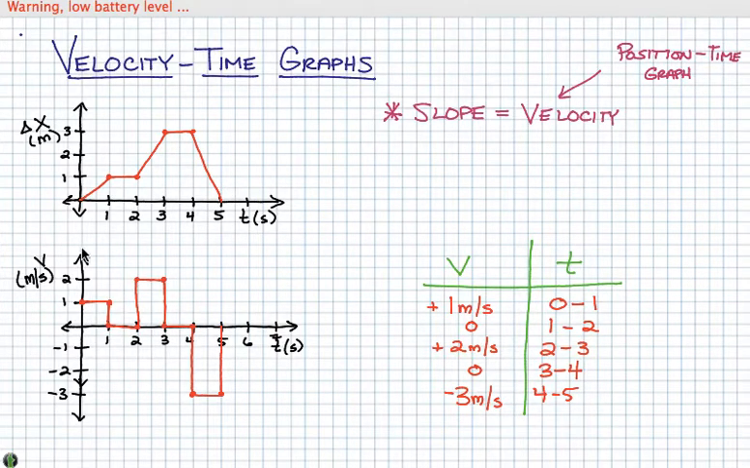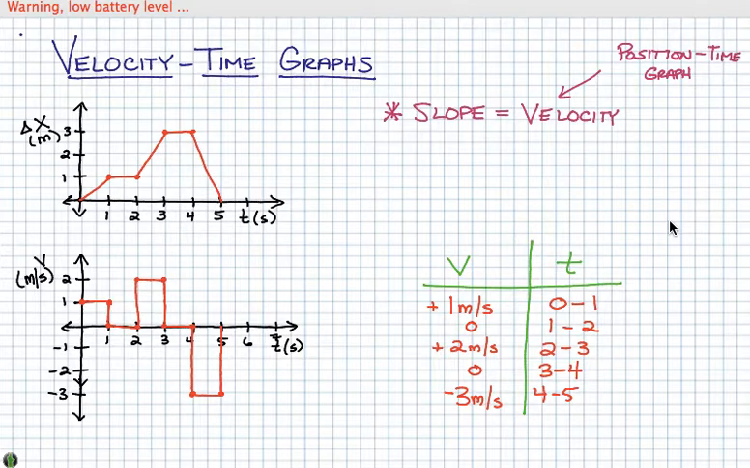So here we have our velocity time graph for the given position time graph. And if you look at how they're lined up, we have some constant velocity. We have no velocity. We have some higher positive velocity. We have no velocity. And here we have the steepest line of all, but it's negative. So what we wind up with is a negative velocity.